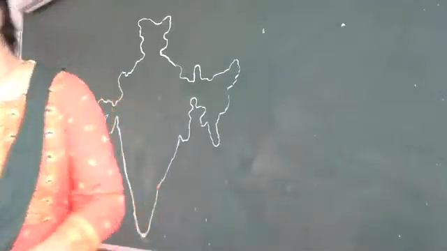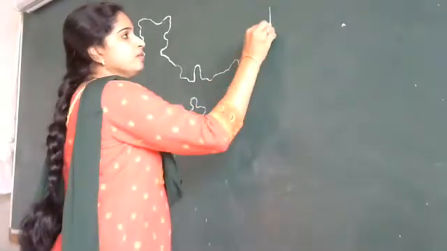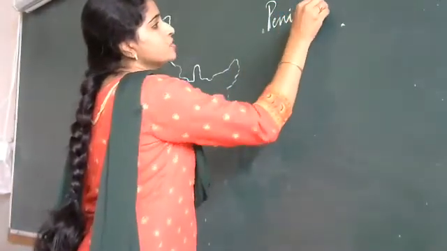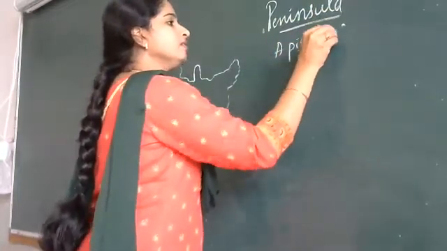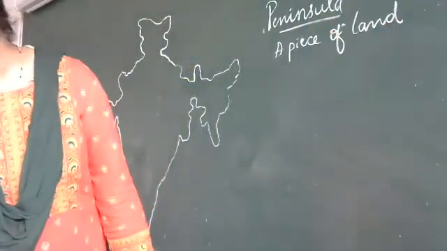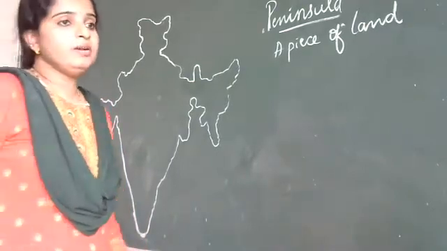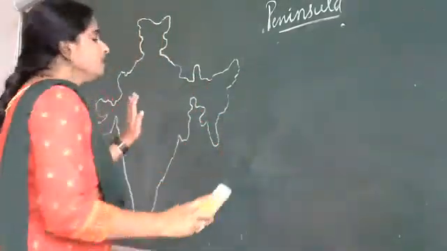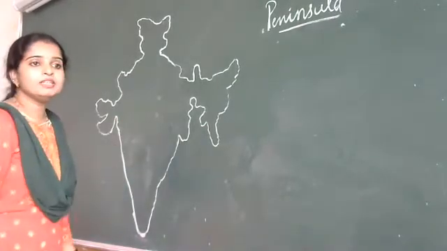So first, tell me what is a peninsula? Peninsula means a piece of land which has water on three sides. A piece of land which is surrounded by water from three sides is called a peninsula. So here, which part do we call a peninsula?